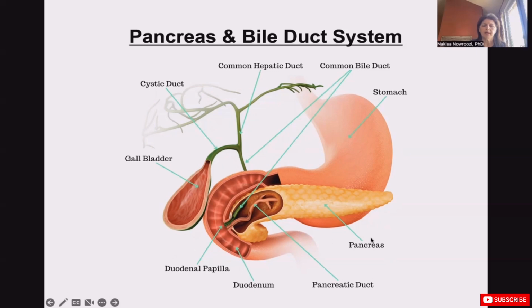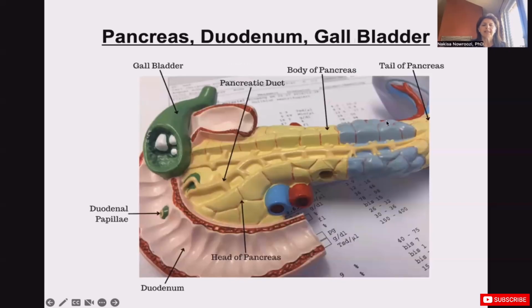duodenal papilla. Pancreas also does the same thing. The pancreatic duct also enters its contents, its juice, inside the duodenum through duodenal papilla. Here we are seeing the pancreas in yellow, duodenum in pink, and gallbladder in green. Duodenal papilla is also seen here, and this part of the pancreas is called head of pancreas.